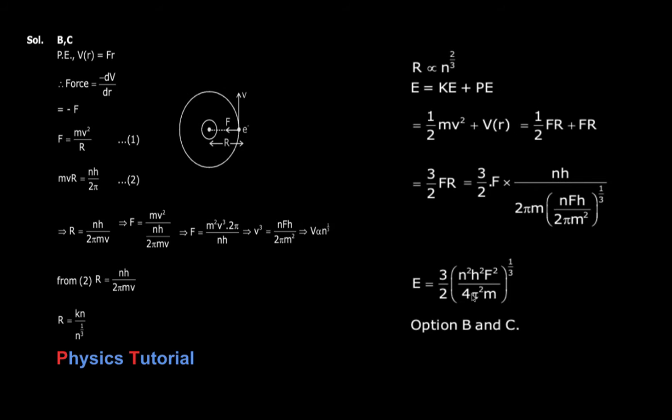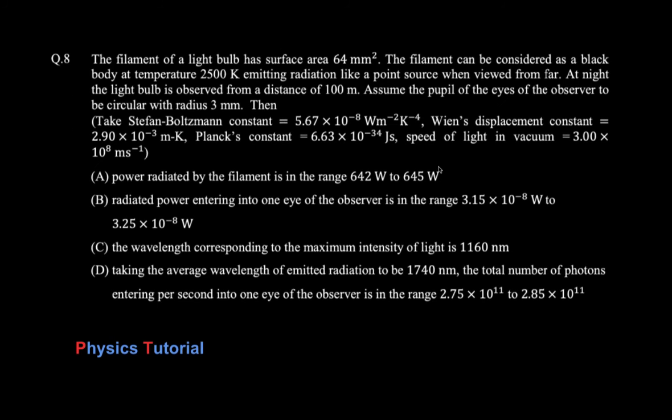Now let's step for another question, that is question number 8. The filament of a light bulb has a surface area 64 millimeters square. The filament can be considered as a black body at a temperature of 25,000 Kelvin, emitting radiation like a point source when viewed from far. At night, the light bulb is observed from a distance of 100 meters. Assuming the pupil of the eyes of the observer to be circular with radius 3 millimeter, then these options are given.